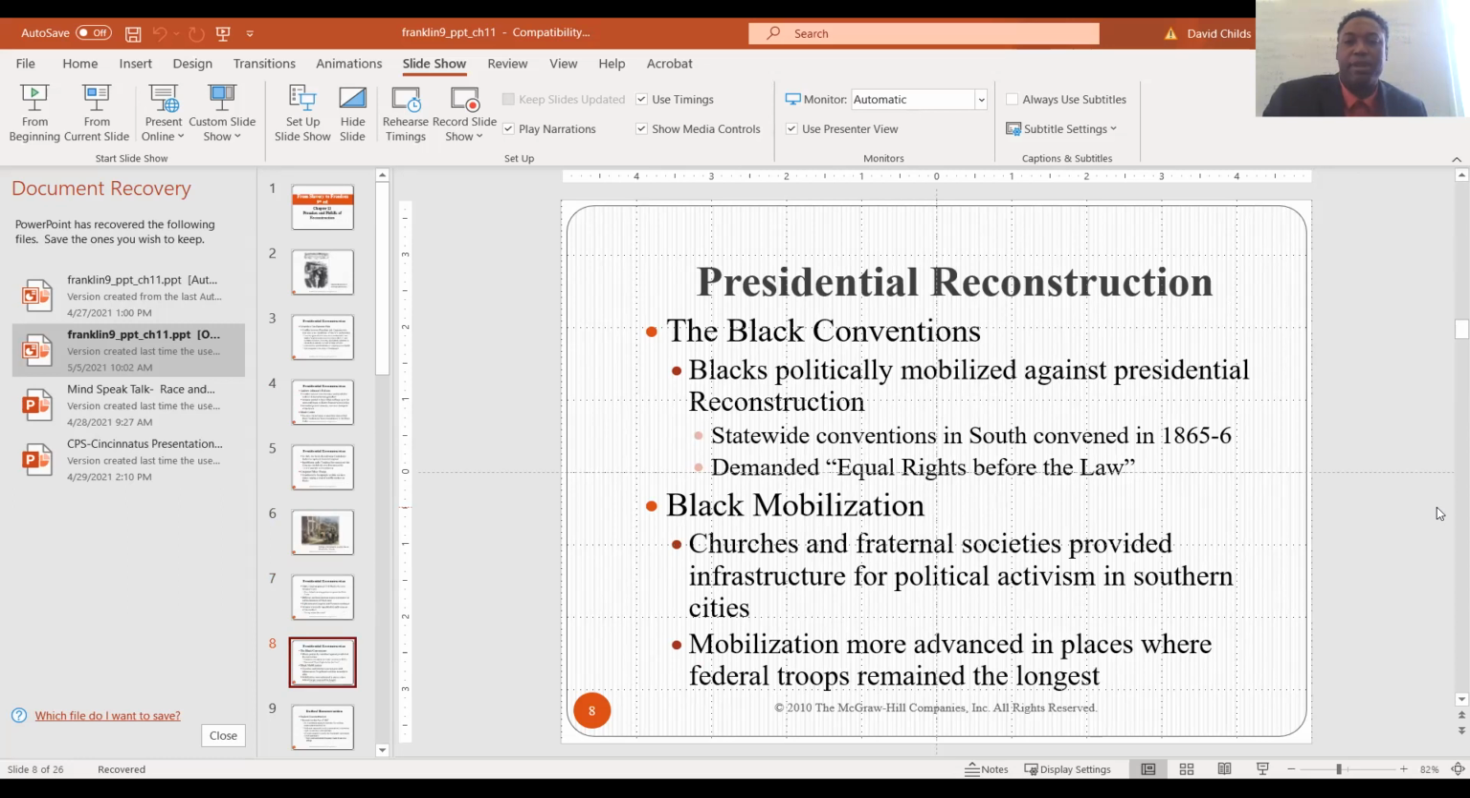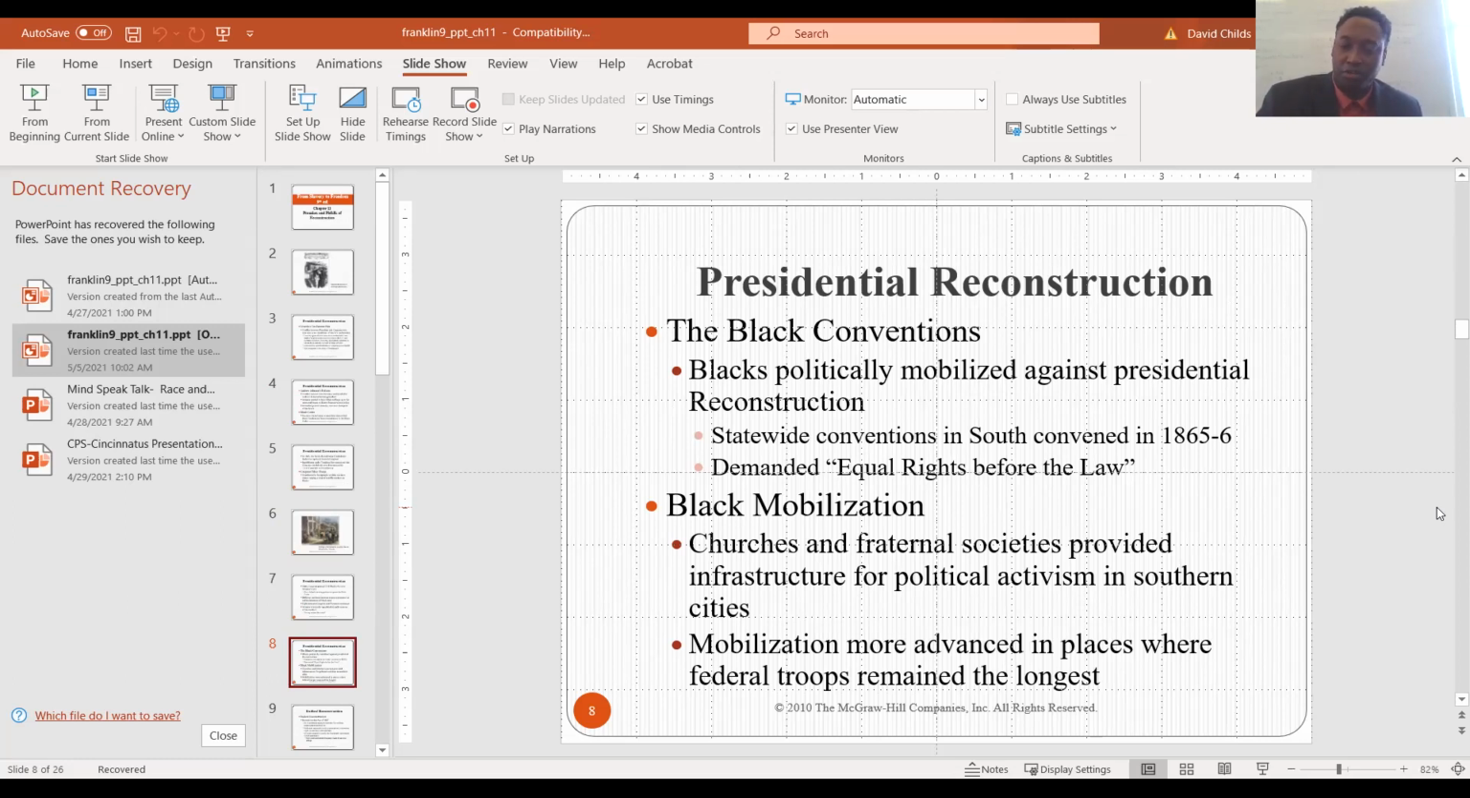But so they had Black conventions. Blacks were becoming politically mobilized against the president. It reminds me a lot of Trump. A lot of the history repeats itself. There were statewide conventions in the South in 1865 to 1866. Keep in mind that the Civil War ended in 1865, so we're still right after the Civil War.